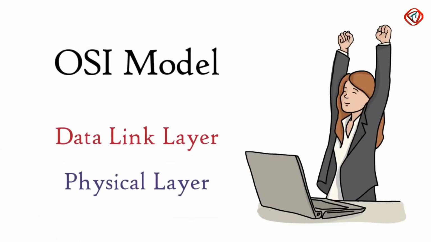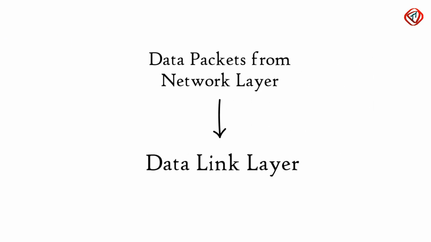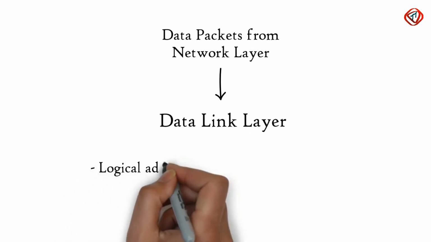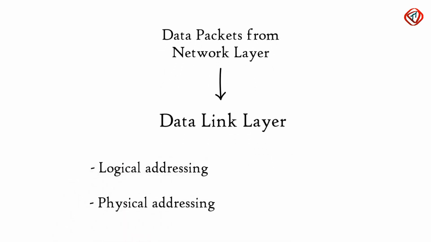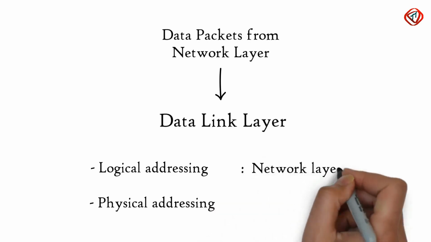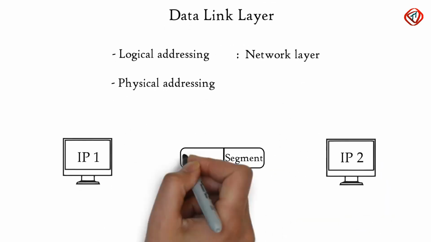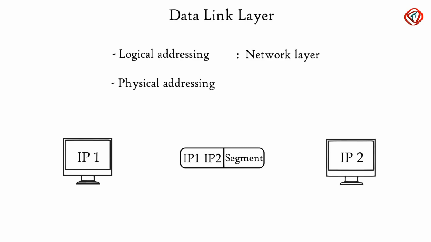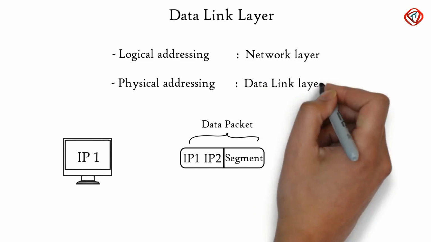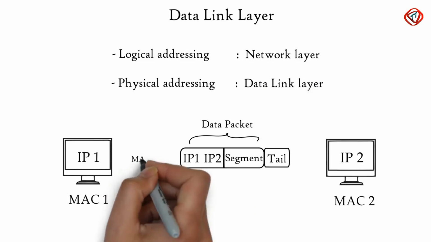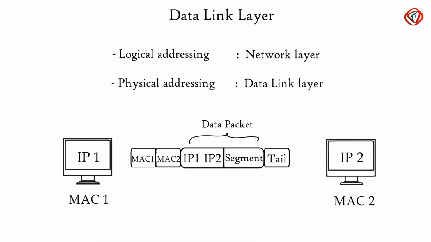Data link layer receives data packet from network layer. Data packets contain IP addresses of sender and receiver. There are two kinds of addressing, logical addressing and physical addressing. Logical addressing is done at network layer, where sender and receiver's IP addresses are assigned to each segment to form a data packet. Physical addressing is done at data link layer, where MAC addresses of sender and receiver are assigned to each data packet to form a frame.